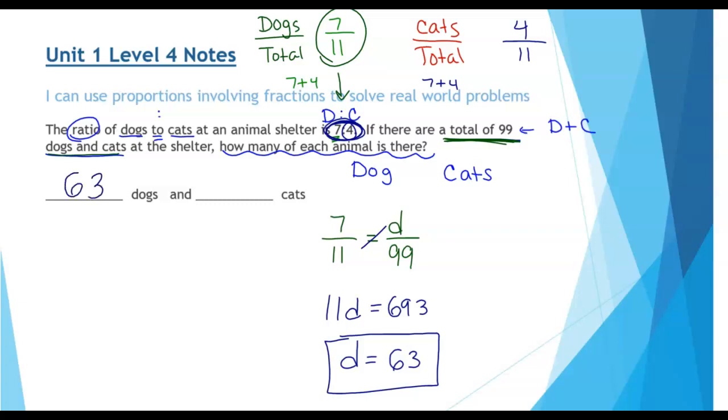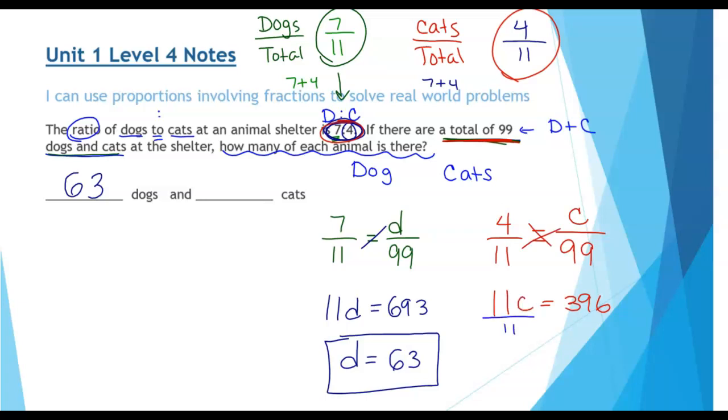Now we're going to do the cats. There are 4 cats out of 11 total, given this ratio, added the 7 and the 4, and we want to know how many of these 99 total animals of dogs and cats are cats. So let's cross multiply. 4 times 99 is 396. 11 times the amount of cats is 11c. Undo multiplication with division. So 396 divided by 11 is 36.